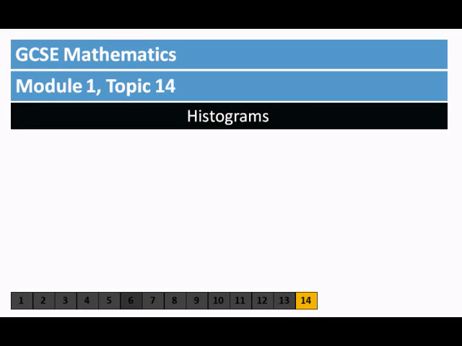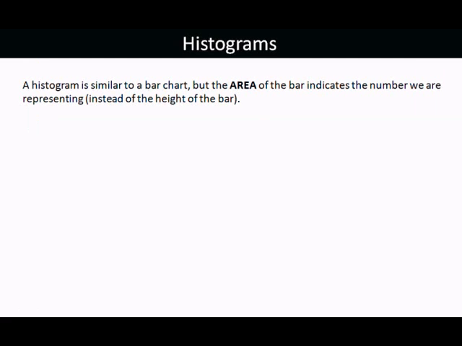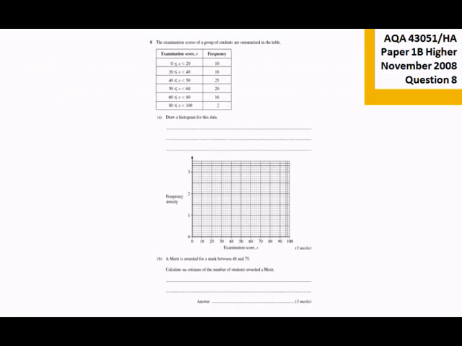Okay, the 14th and final topic in Module 1 is histograms. Now, a histogram is a bit like a bar chart, but the area of the bar is what indicates the number, instead of being the height of the bar. For example, here's an exam question, very difficult to read, very small.